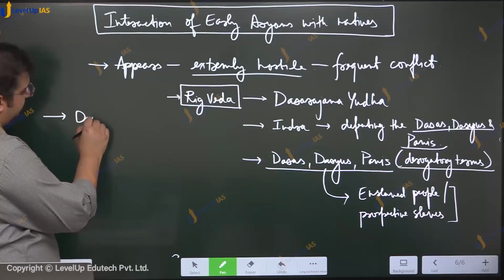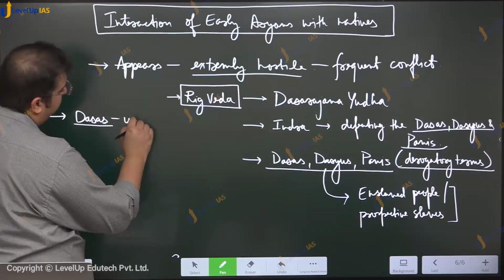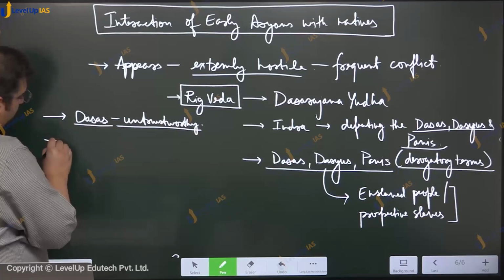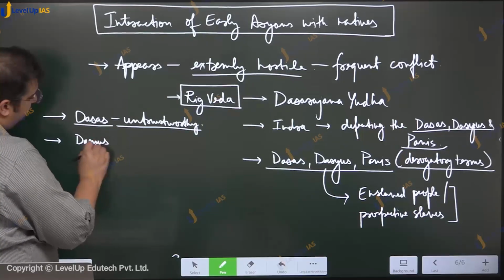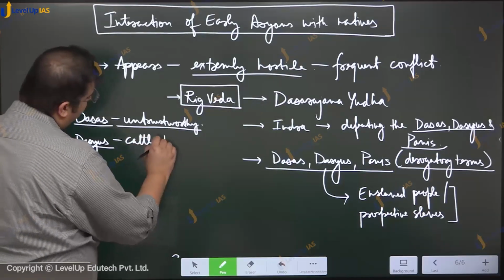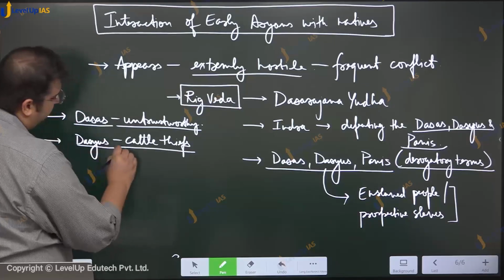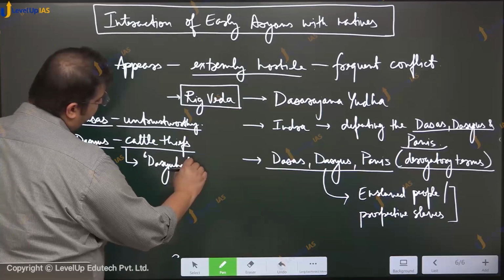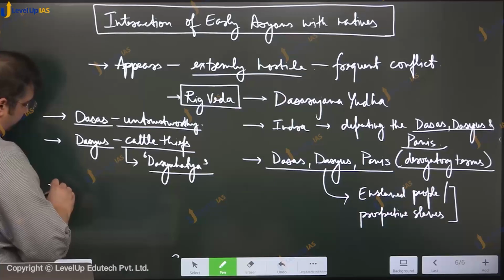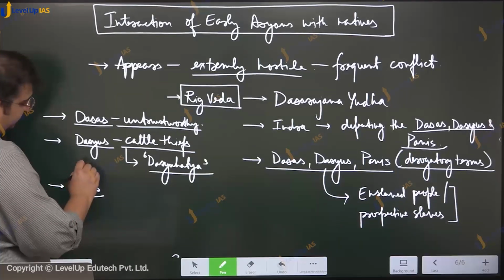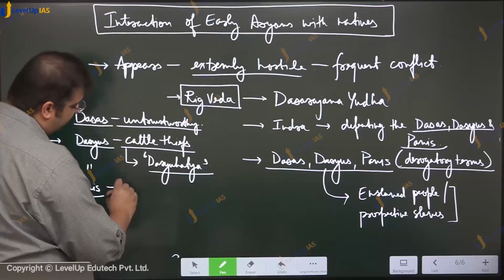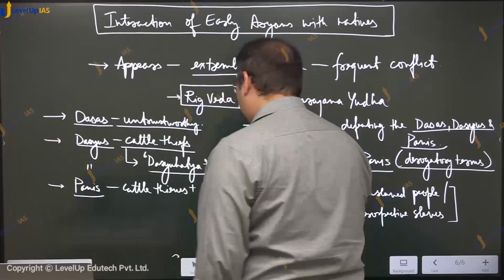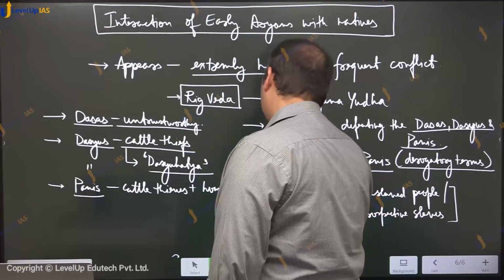For example, dasas are described as untrustworthy. Dasyus are described as cattle thieves. And thus, the Rig Ved even justifies the act of Dasyu Hatya, that is, killing of the Dasyus. The Panis, that was a synonym of Dasyus, are also described as cattle thieves and hoarders of wealth.